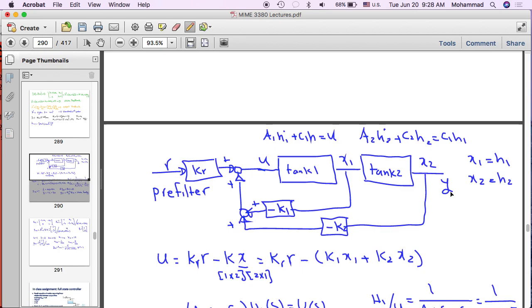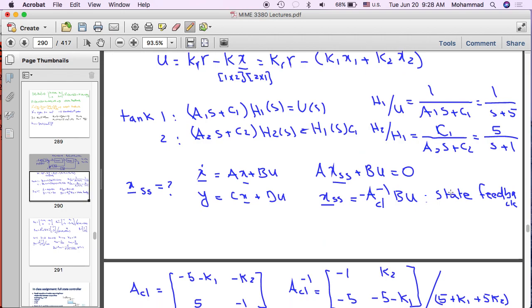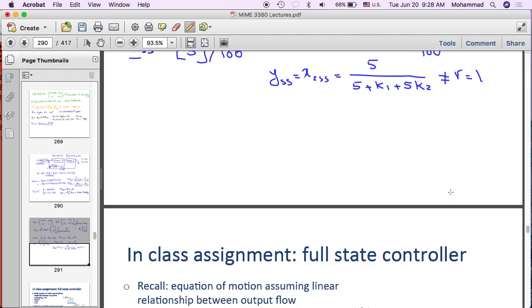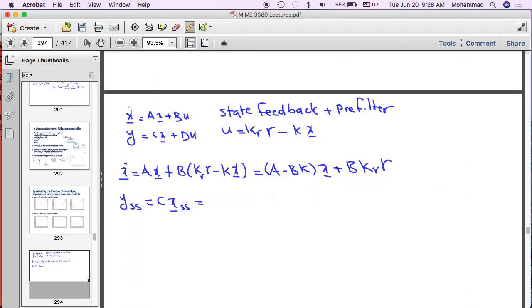We want it to be equal to r. That's the whole meaning of r. R is called reference input, which is what we want the output of the system to be equal to in steady state. The sooner the better, of course. So the ideal case is we want this to be equal to r. This is our ideal. This is the ideal control. So we want C times x steady state to be equal to r.